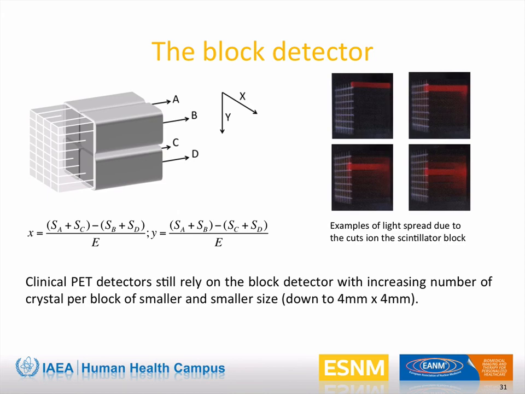When made of BGO, to ensure a good spatial linearity, the saw cuts are deeper near the block sides and progressively more superficial as the cuts are close to the center. Clinical PET detectors still rely on the block detector, with increasing number of crystals per block of smaller and smaller size, down to 4 by 4 mm. When made by lutetium-based scintillators, the crystals are all separated from the adjacent ones.